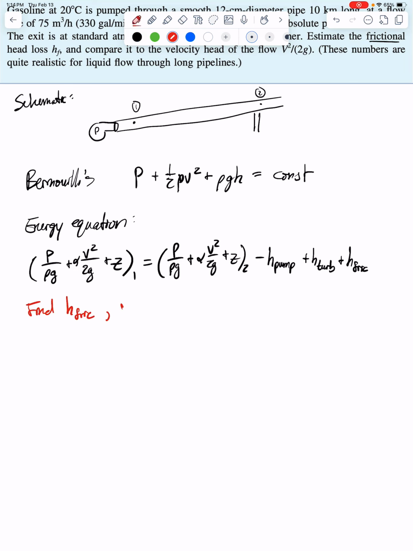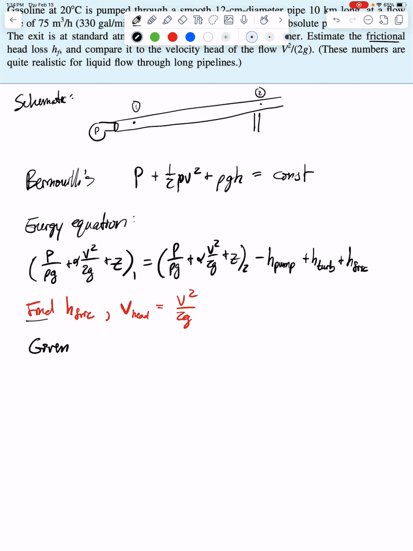And we want to compare it to velocity head, which is, I guess, v head. But all v head is v squared over 2g. Okay. Any questions on the definition of Bernoulli's or energy equations? Anything like that? Okay, if not, let's jump to our find and given.